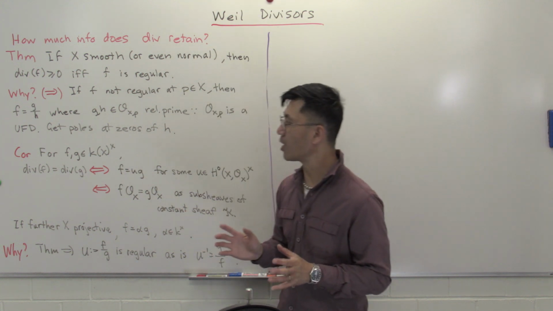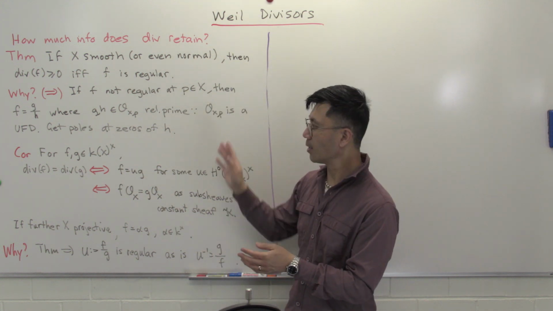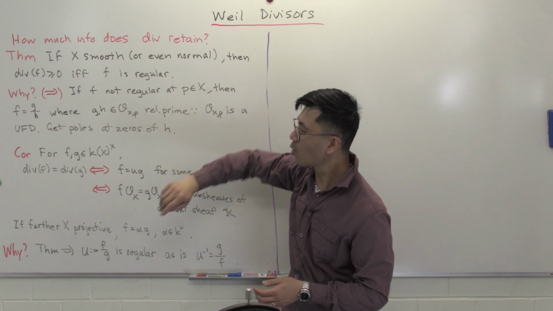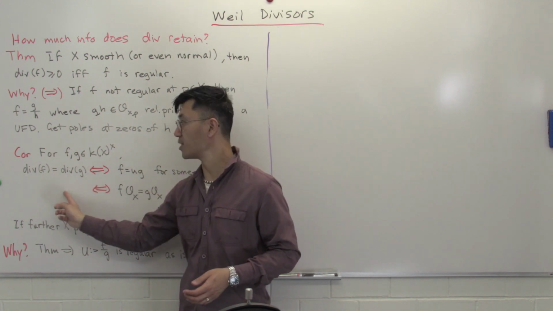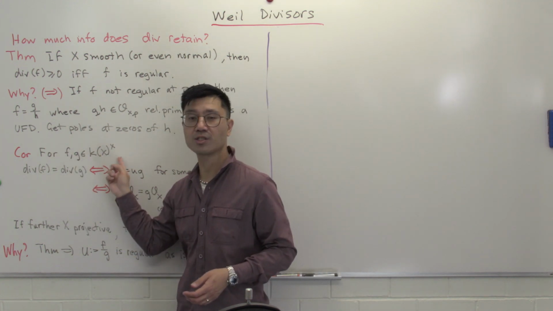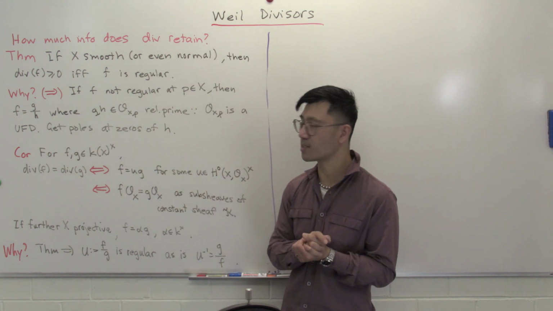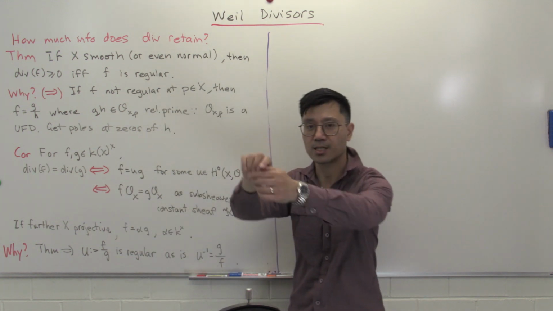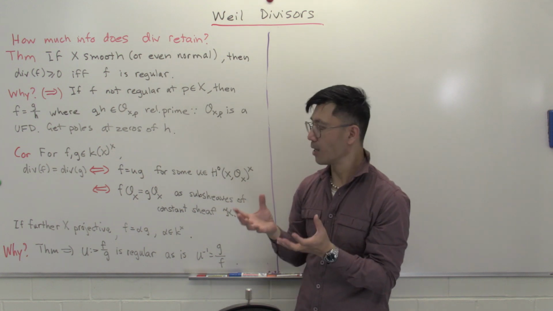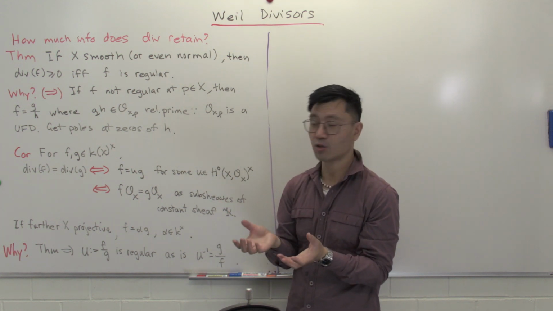And from that, now we can have a real analysis, and understand when two functions have the same divisor. Suppose f and g are non-zero rational functions. When do they have the same divisor? In the previous example, we saw that in that very special case, it's when they differ by a constant.